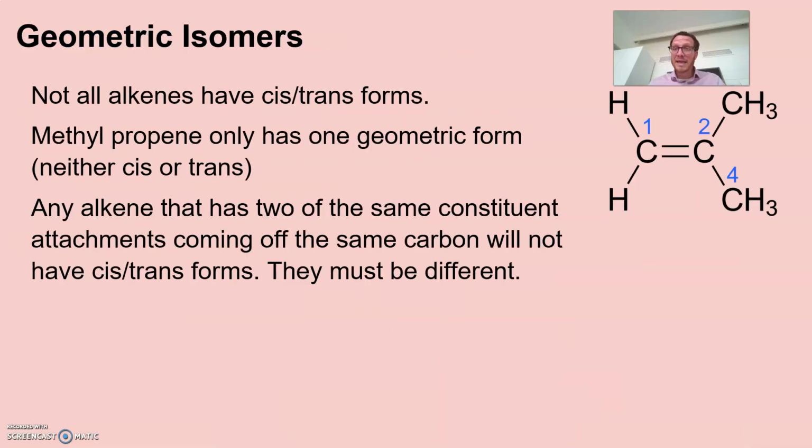Not all alkenes have cis or trans forms. If we've got the same things attached to any given carbon, so notice I've got 2 methyl groups coming off this carbon, and 2 hydrogens coming off that, that's neither cis nor trans. So that is simply methylpropene.